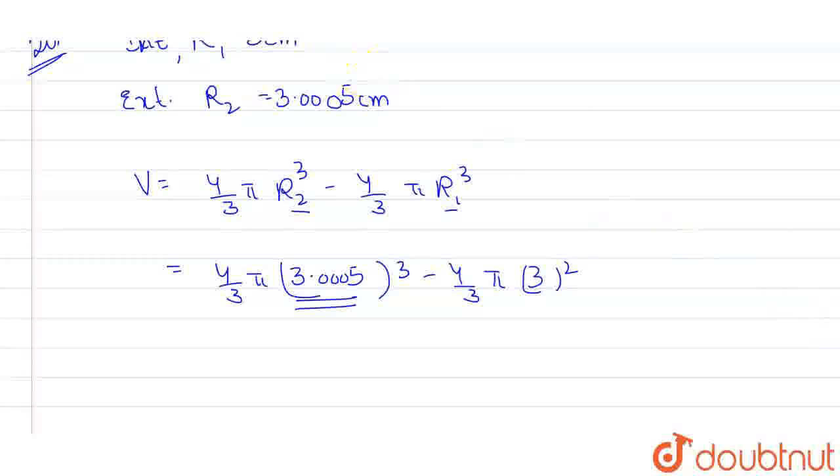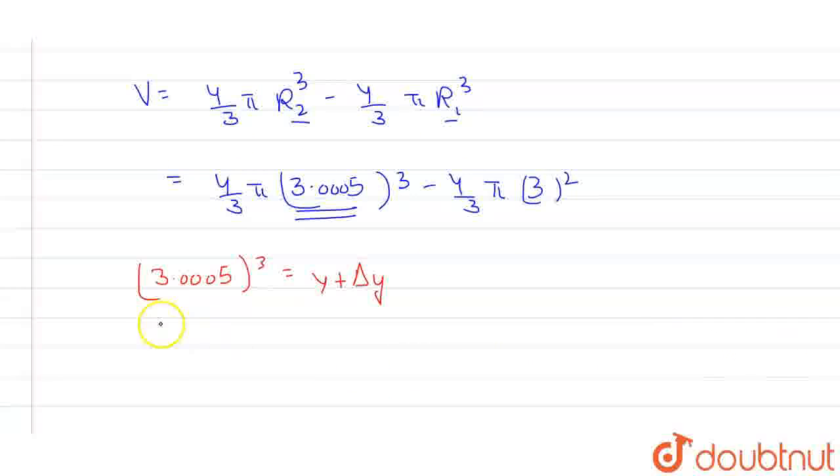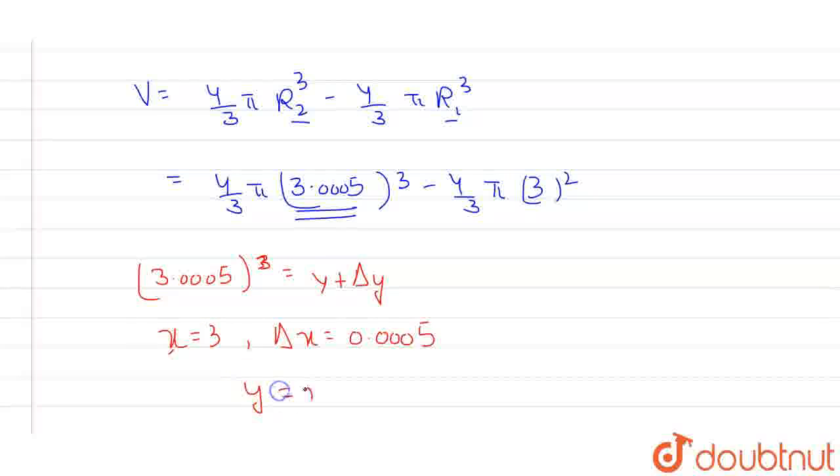So basically we have to find the approximation value of this term 3.0005 cube. Let's consider this as y plus delta y. If we split this term into two parts, where our x should be 3 and a small change delta x should become 0.0005. And we can also see that this is something cube. So y equals x cube.